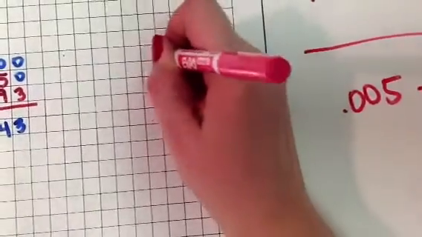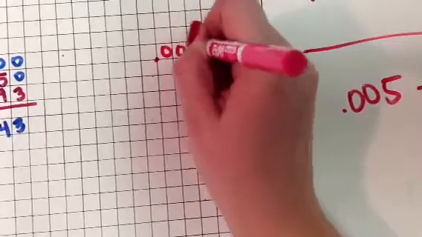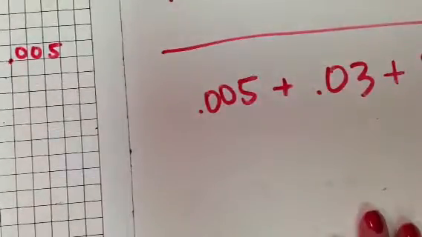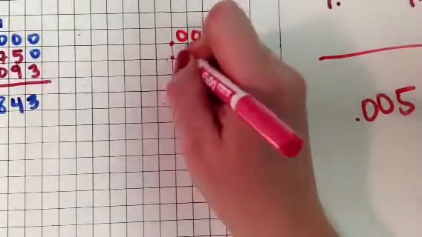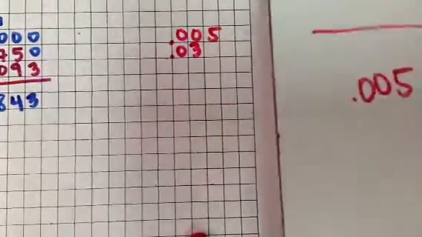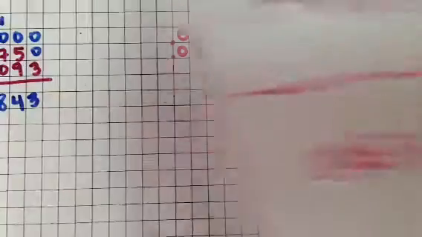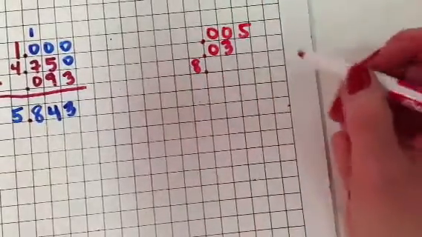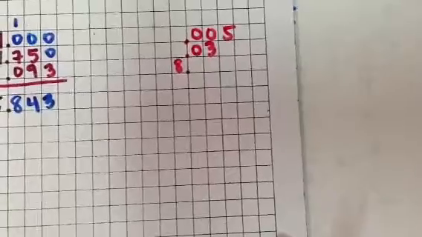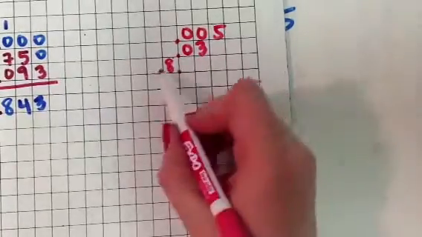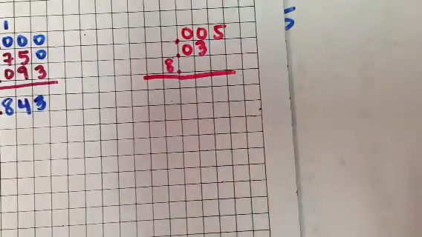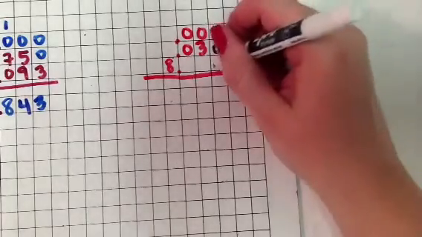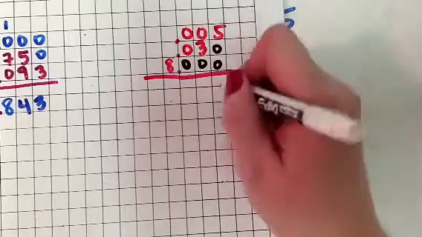Okay, so my first number is 0.005. There's my decimal point, 005. My next number, 0.03. And my next number is 8. And remember, with whole numbers, we just know that their decimal point lives right behind them. Okay, I'm going to draw my line here, and now I'm going to add. And again, I can fill in zeros if that's helpful.